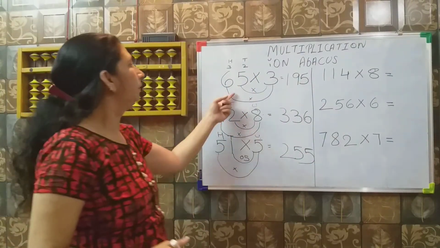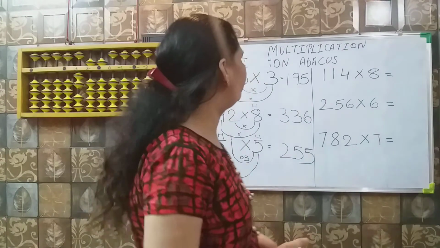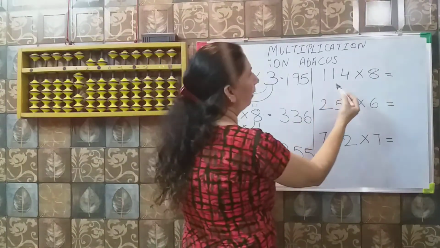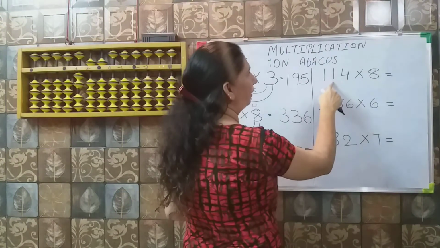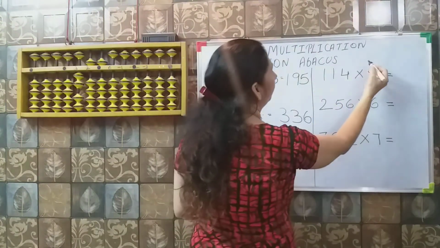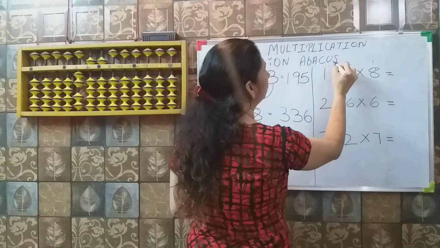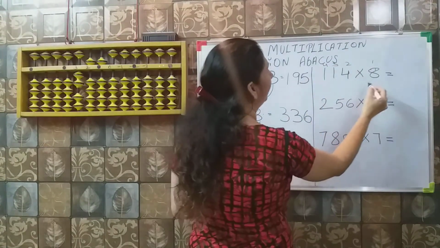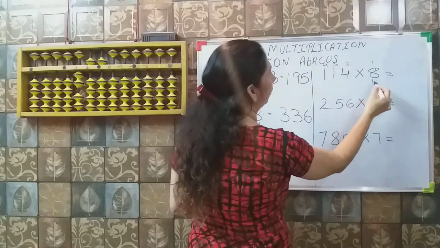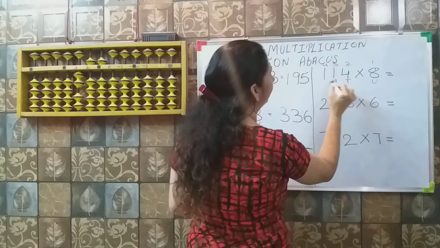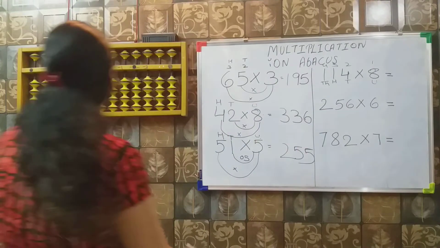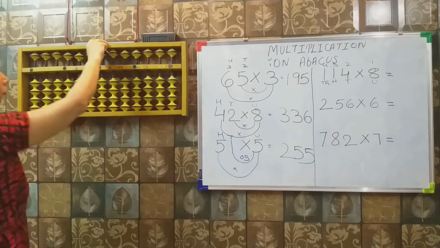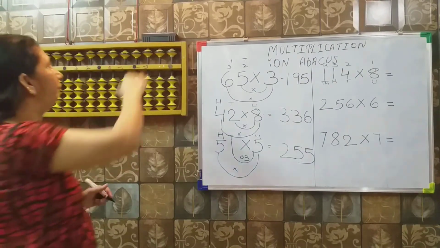Now I have taken some more examples of big numbers. Suppose we have a 4-digit number. First we will count the digits: unit, tens, hundred, thousand. Now we have 4 digits, 1, 2, 3, 4. It reaches the place up to thousand. So we start our sum from the thousand place. Again set your abacus to 0.